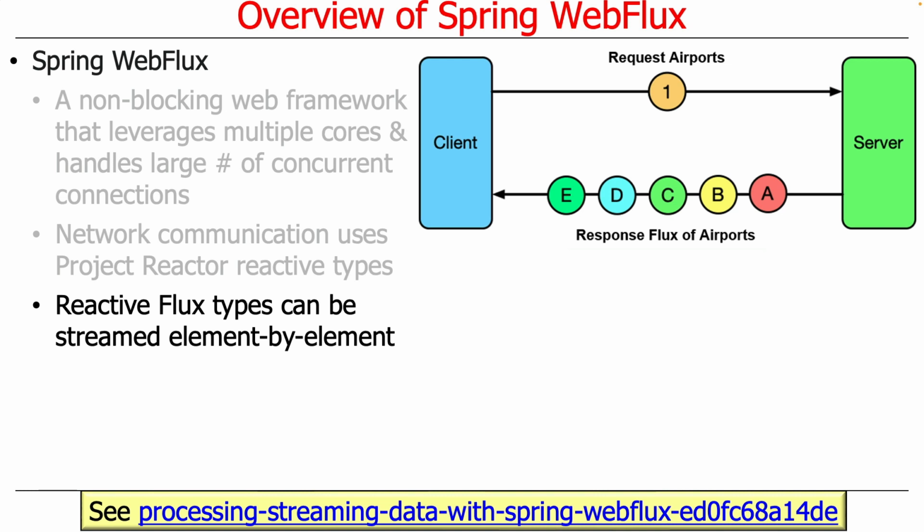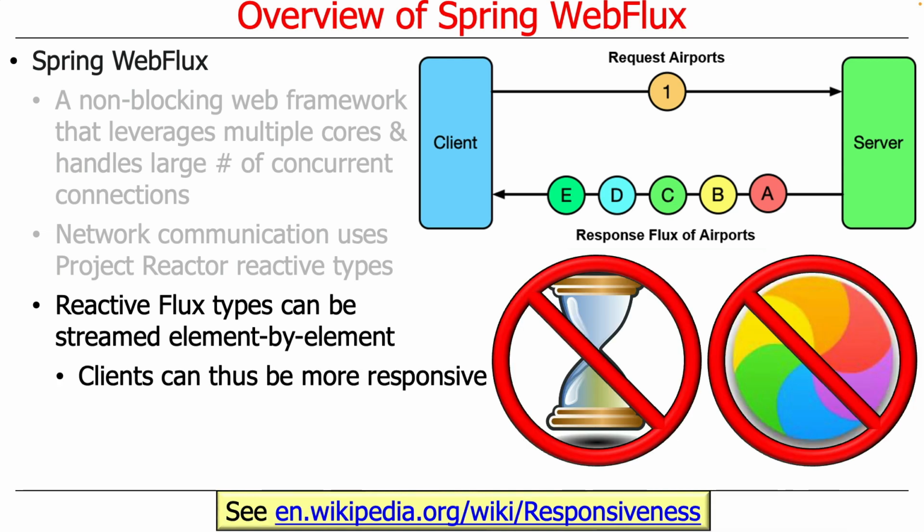So what you can do with reactive Flux types is they can be streamed element by element, which makes your clients more responsive. And that is in contrast to using classic Java types like lists or arrays, because lists and arrays have to buffer everything up on the server side before they're sent back in one fell swoop back to the client. So that's one of the major differences. Even if you're using virtual threads, that still is an issue you have to be aware of.